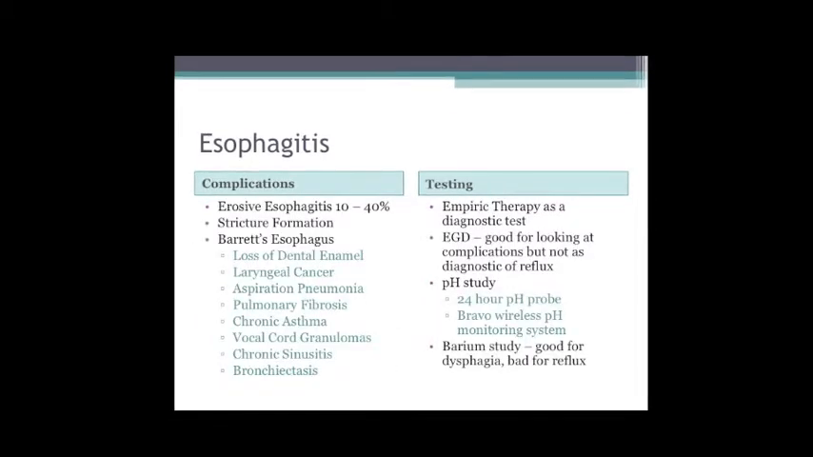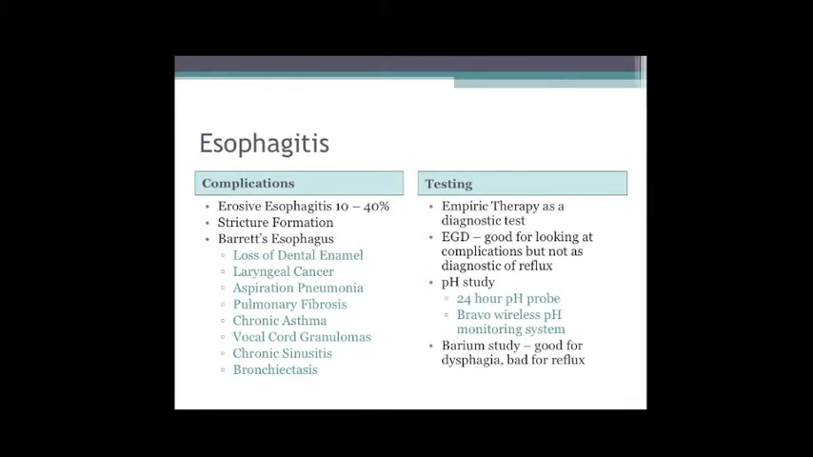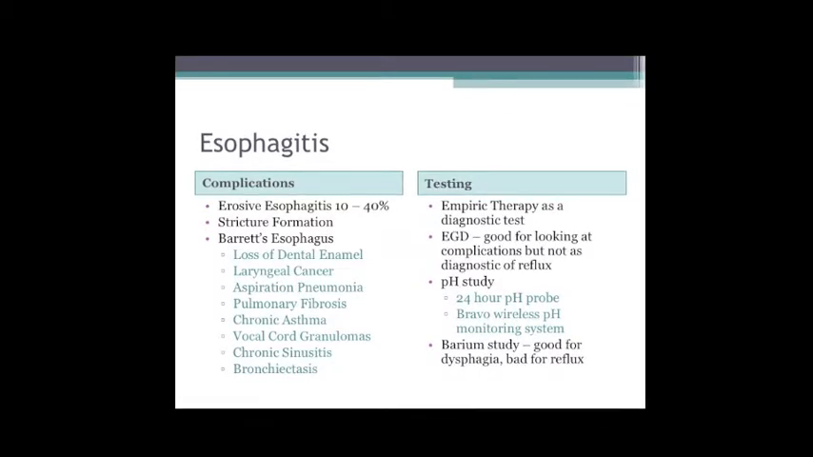All right. Now, the erosive esophagitis you see in about 10 to 40%, and it's these patients that get stricture formation, and the big complication, or one of the potential complications of esophagitis or continued reflux would be Barrett's esophagus, as well as less commonly these entities, so laryngeal cancer, aspiration pneumonia, pulmonary fibrosis, asthma.